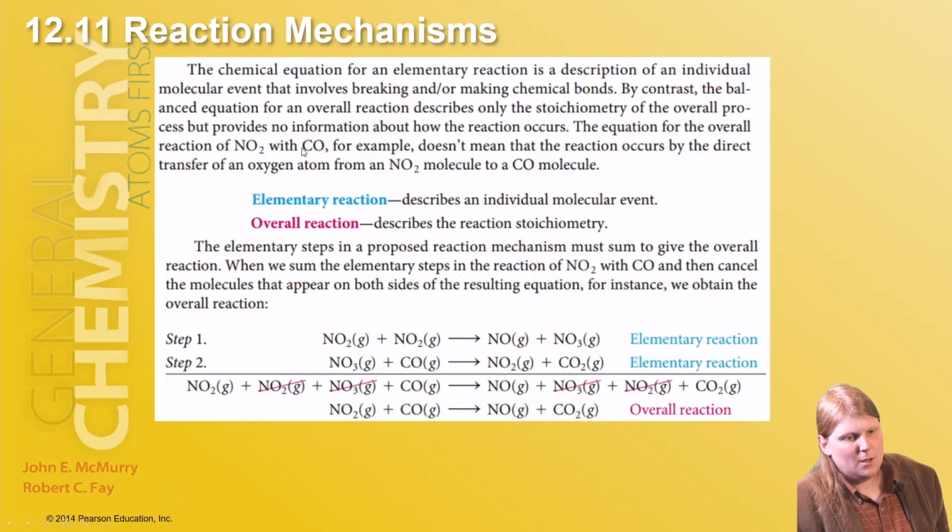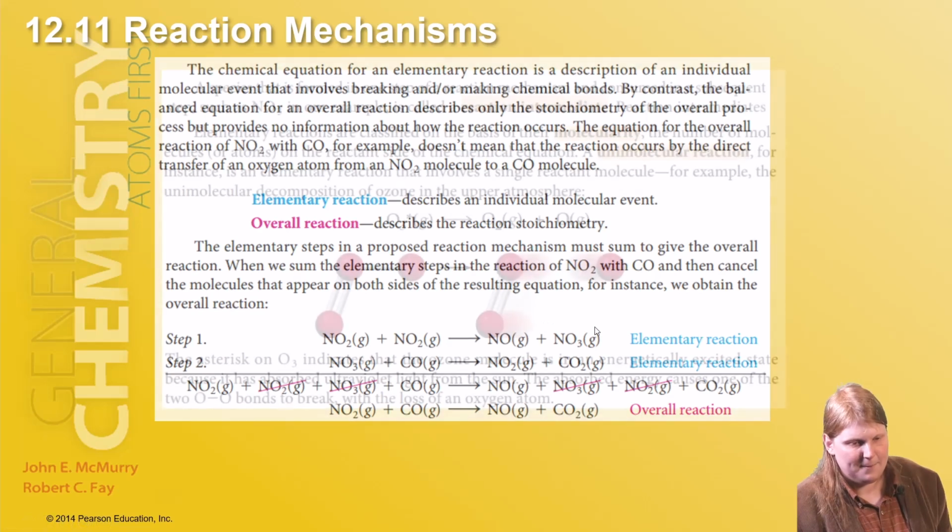Okay. So the chemical equation for an elementary reaction is a description of an individual molecular event that involves the making and breaking of bonds, right? The balanced equation is only the stoichiometry for the overall process, but it does not tell me how. Okay, elementary reaction describes individual molecular event. That's what I mean by their rates have to be what they say they are. And any elementary steps that I propose, no matter how many steps I have to sum up, like they show here, with a kind of Hess's law approach into the overall reaction, I can't have anything extra. That's first rule.